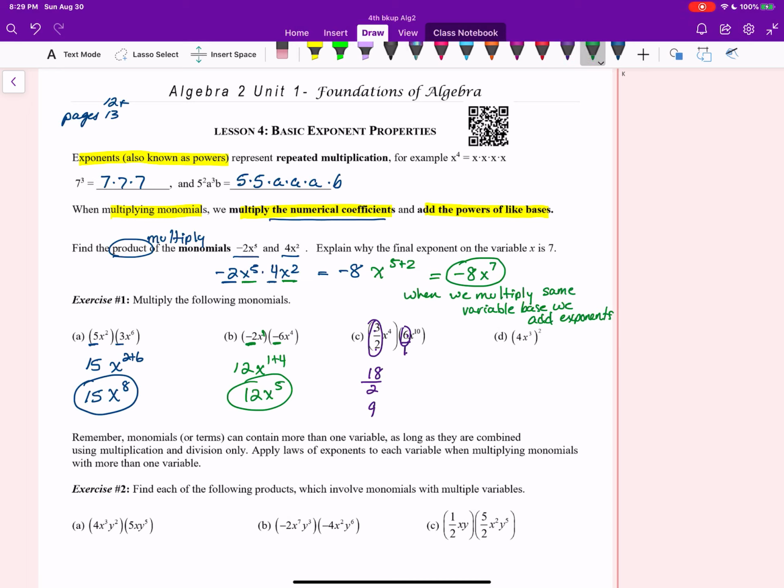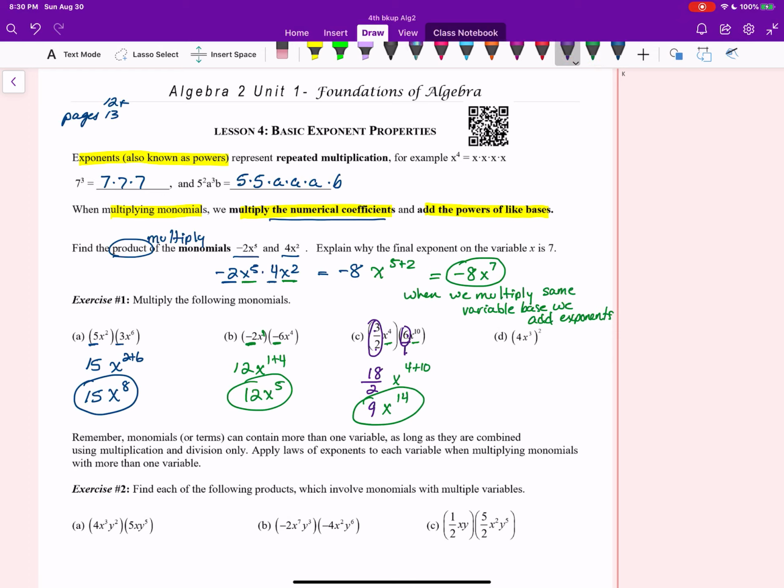And now multiplying our variable bases, x to the 4th times x to the 10th is going to be x to the 4 plus 10, which is x to the 14th. So we have 9x to the 14th is our result.